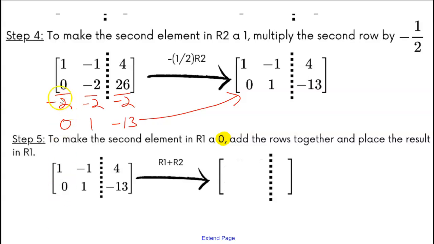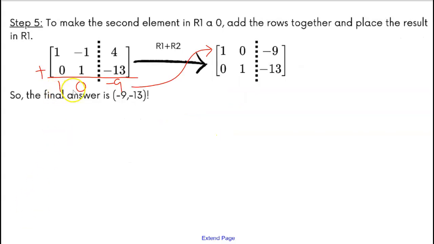So I take this whole thing and divide it by -2. I get 0, 1, and -13. So I put -13 over here, and 0 and 1. Almost there. All we need now is to make this right here a 0. It says to make the second element in row 1 a 0, add the rows together and place the results in row 1. So we're going to add these two together here.